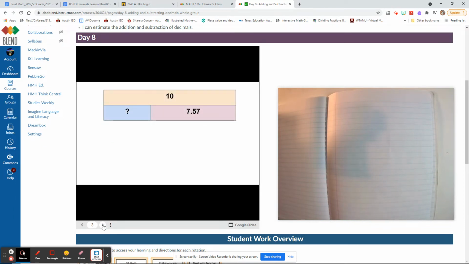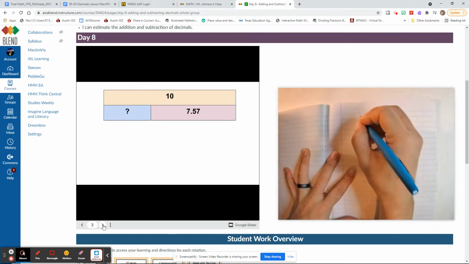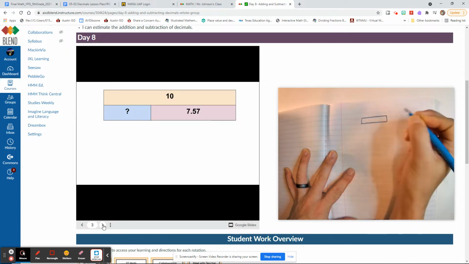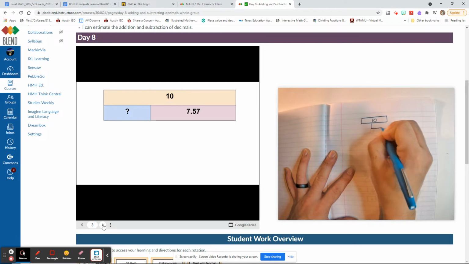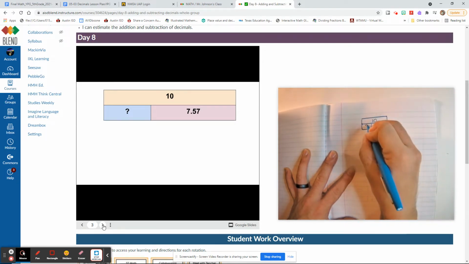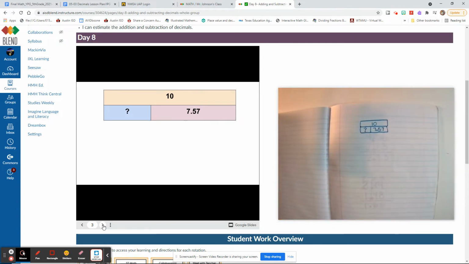Let's see what's happening here. Oh, so it looks like what they want you to see is once again we can use strip diagrams to represent addition subtraction problems. And now we can even use them to represent things like decimals. All right, so I am, for some reason, redrawing exactly what you're looking at on your screen right now. So there is 7 and 57 hundredths.